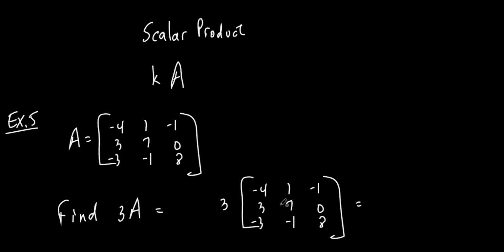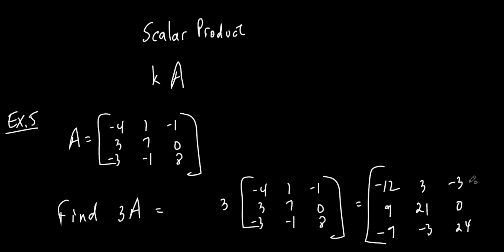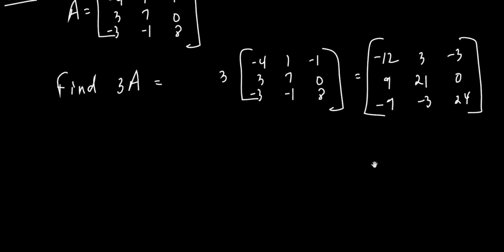The next thing we're going to do is not that simple, is not that basic, all right? So let's do that. What's this going to be? Negative 12, 3, negative 3, 9, 21, 0, negative 9, negative 3, 24. There you go. Have we done anything remotely difficult yet? Not at all. Especially since you learned this last year.